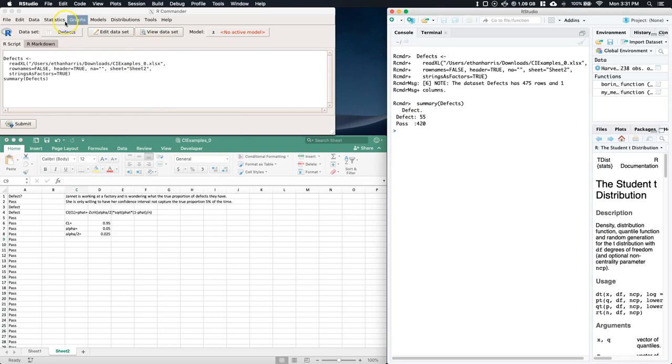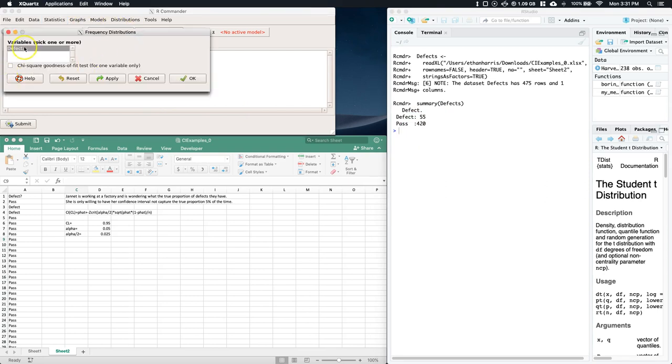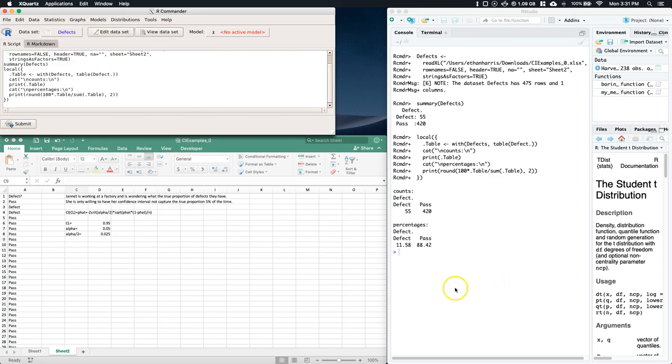Let's see if we can grab some more statistics real quick. Frequency distributions, let's see if that'll work for us. Okay, well, now we've got our counts and we've got our percentages of each, so that's nice.